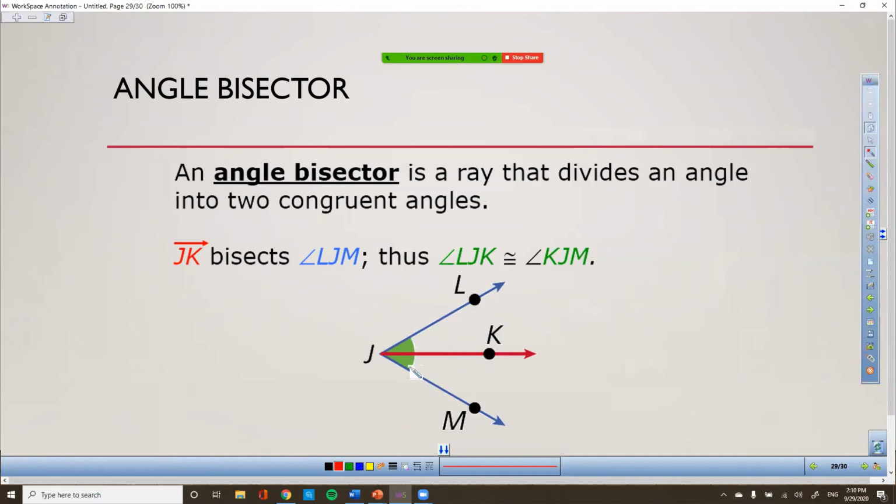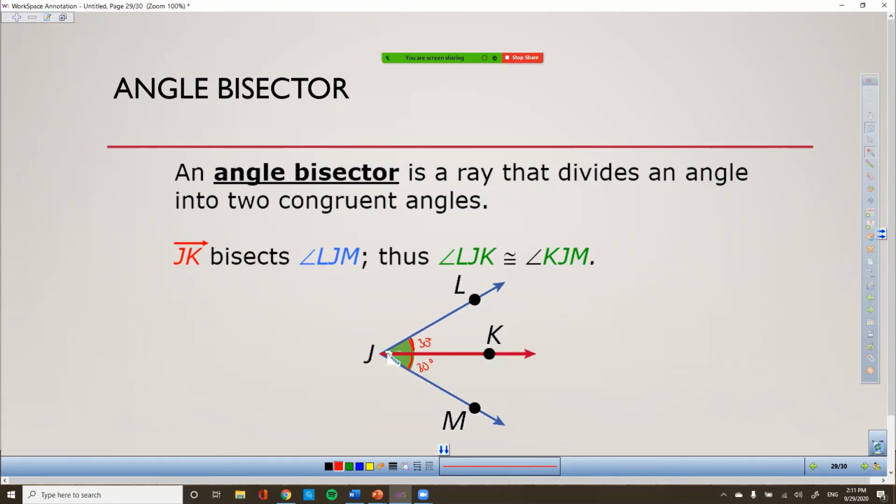So that means that this angle here is equal to this angle because ray JK is the angle bisector. It cuts the angle into two equal parts. So let's say the entire angle was 60 degrees. This angle would have to be 30 degrees and this angle would have to be 30 degrees, because together they make 60 degrees.